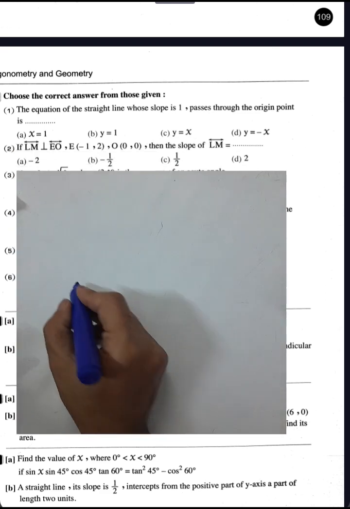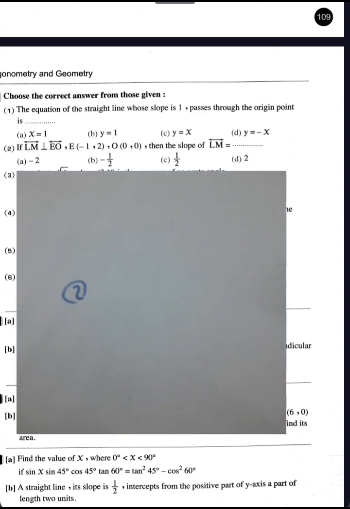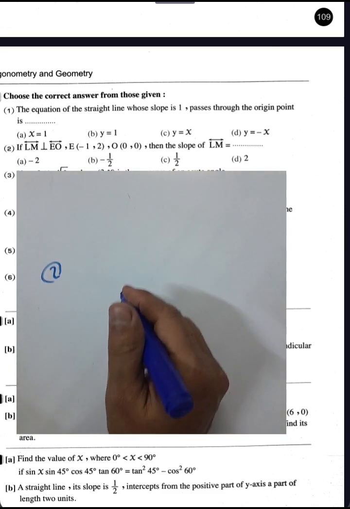Question number 2. He gives us LM perpendicular to EO, straight line.